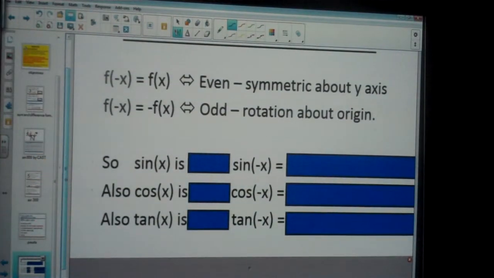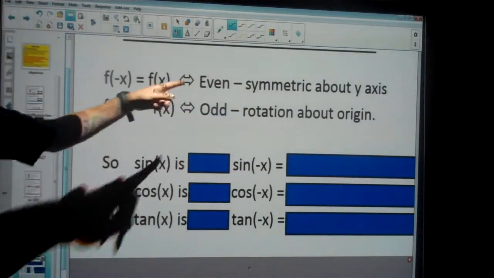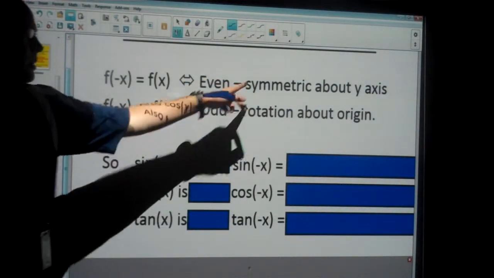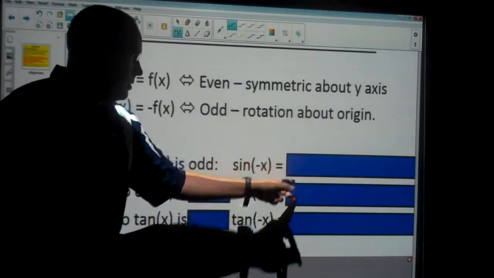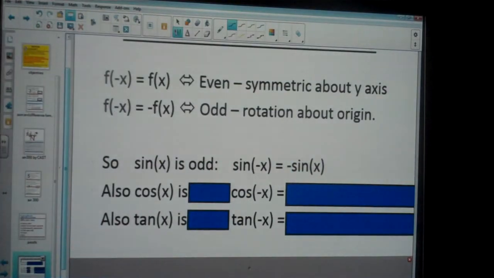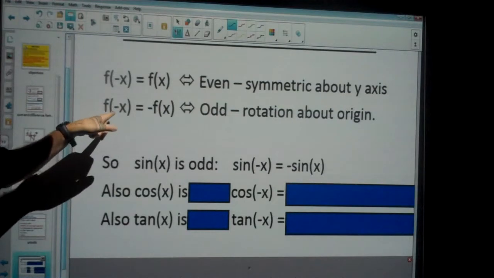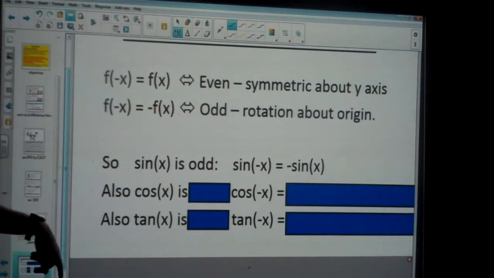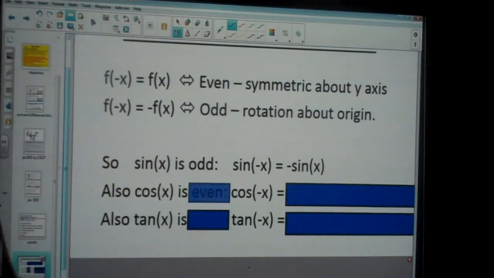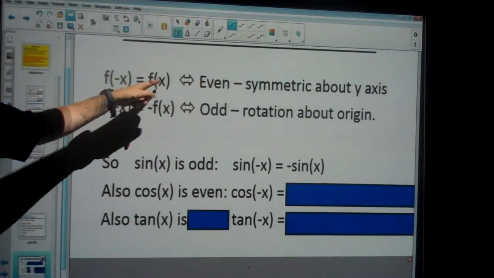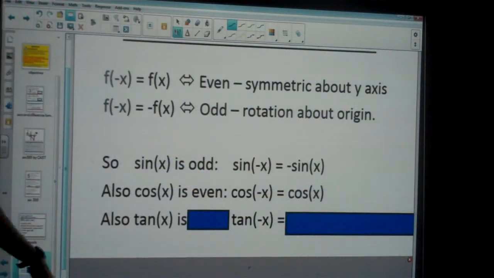So for ones like this, sine x, actually we're going to do this the other way around. Think about which one of these properties is true for sine. Well, sine should be a rotation about the origin, so that should make that an odd function. And therefore sine of negative x would equal negative sine x by this property here. It's the negative of what we started with. Cosine x should be symmetric about the y-axis, which means that's an even function. An even function should be identical, so cosine of negative x should be the same as cosine x.